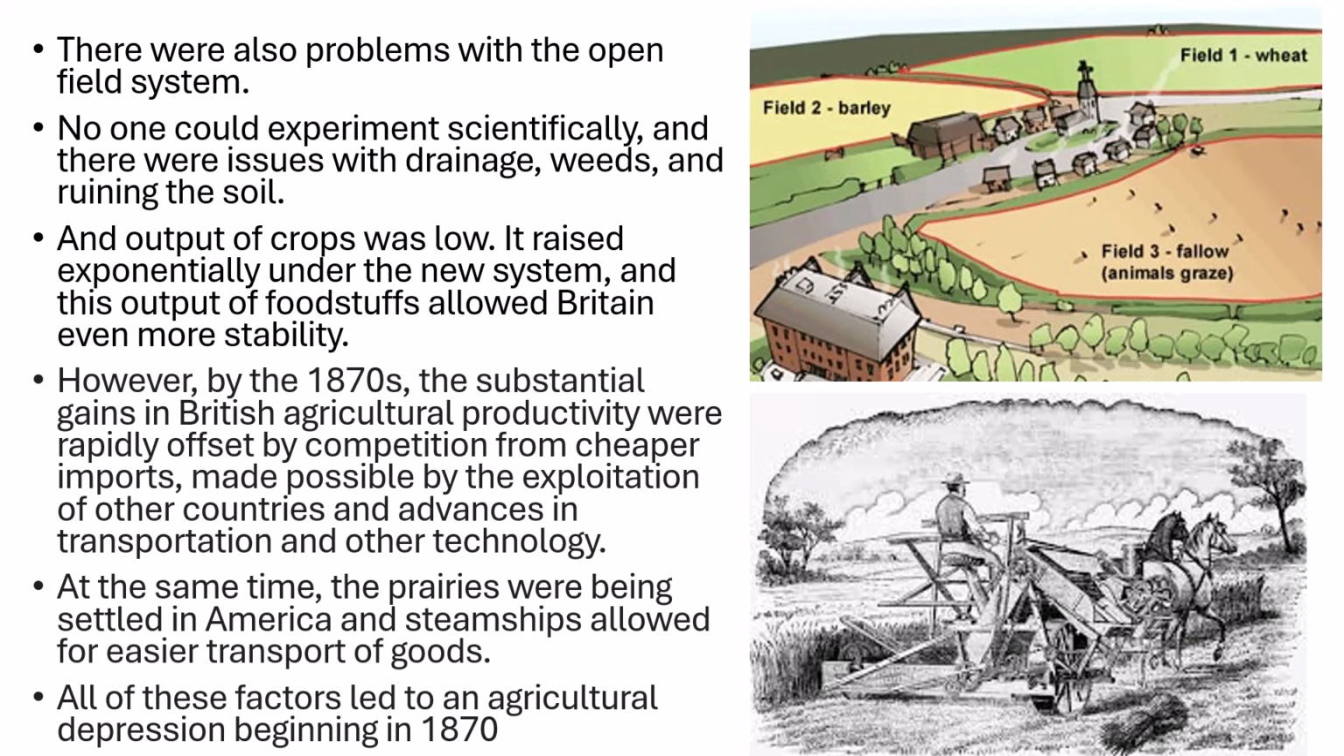So into the Victorian period, which starts in 1837, we have this agricultural boom, in part because of the move to have these enclosures. But by the later Victorian period in the 1870s, the gains of British agricultural productivity are offset by competition, because Britain was colonizing everybody, which we'll talk about in a minute. So we have these advances in transportation and other technology. The prairies are being settled in America. Steamships are allowing for easier transport of goods, along with bringing other new things in, new to them at least, from places like India. And these factors led to an agricultural depression in Britain, which started around 1870 and lasted through the period that we are looking at in our book, really up until World War I, which is just slightly after our book takes place.